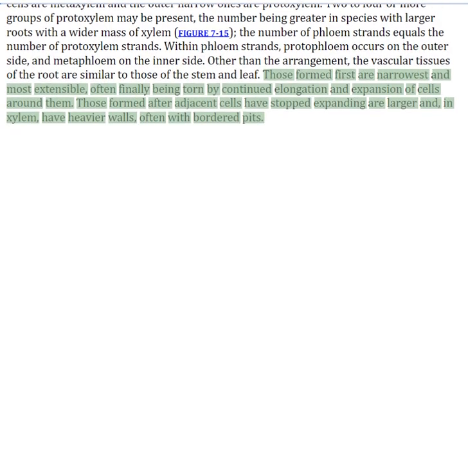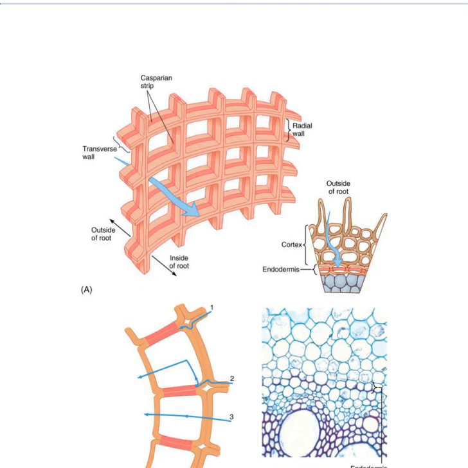Those formed first are narrowest and most extensible, often finally being torn by continued elongation and expansion of cells around them. Those formed after adjacent cells have stopped expanding are larger and, in xylem, have heavier walls, often with bordered pits. Figure 7.13. The endodermis is a cylinder, one layer of cells thick, each with Casparian strips.